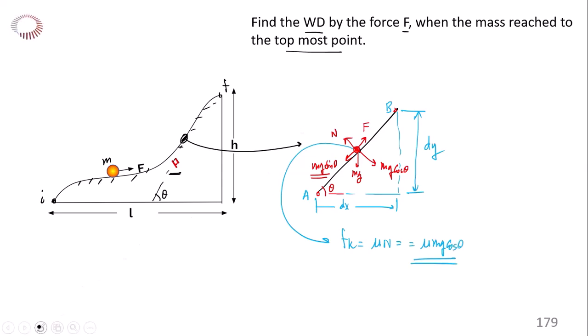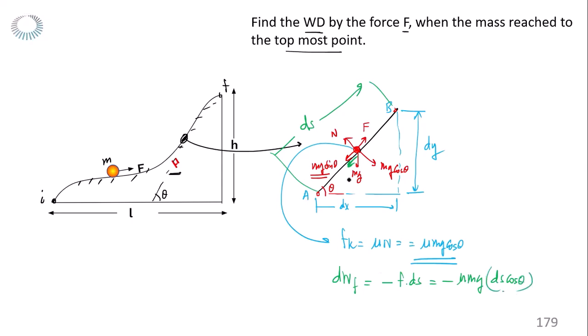If I want to calculate the small work done by this friction force, dW by friction force, friction is acting in this direction while the particle moves from A to B, and let us say the AB length is ds. So the work done by friction is minus F into ds, that is minus mu mg cos theta ds. This is the small work done. Now what is ds cos theta? ds cos theta can be treated as dx. So it is minus mu mg into dx.